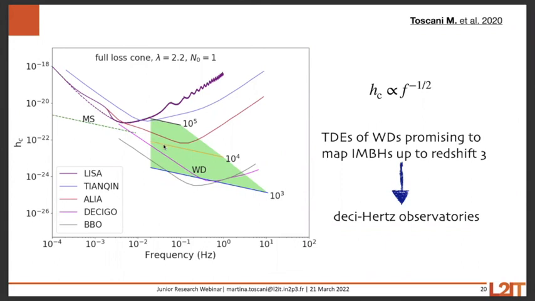In particular, the precise position, the precise height of this signal in this green area depends on two main assumptions, which are the occupation fraction of intermediate mass black holes in globular clusters and the distribution of globular clusters in the galaxies. So if in the future, thanks to space-based detectors, we will be able to detect this kind of background, for the first time we would have information on a population of intermediate mass black holes in the universe, at least up to redshift 3, and also some information about the globular clusters in galaxies and how they are distributed.